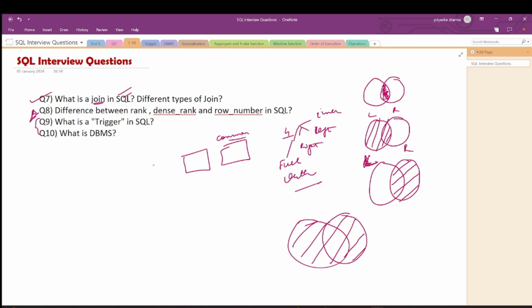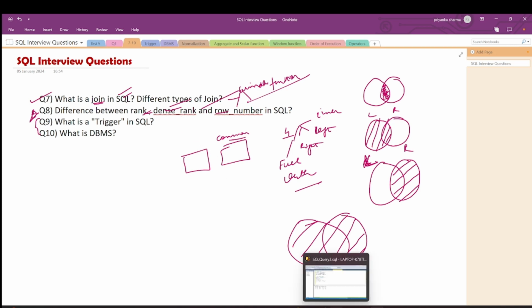All right, now coming to the next question, and that is the difference between rank, dense rank, and row number in SQL. This is a very important question. You should understand that rank, dense rank, row number are nothing but window functions, and window functions I will cover in the coming videos. So this is just an introduction to window functions. Please remember that I will refer to this video again because this is very important. You have to see it again so that things would be clear.